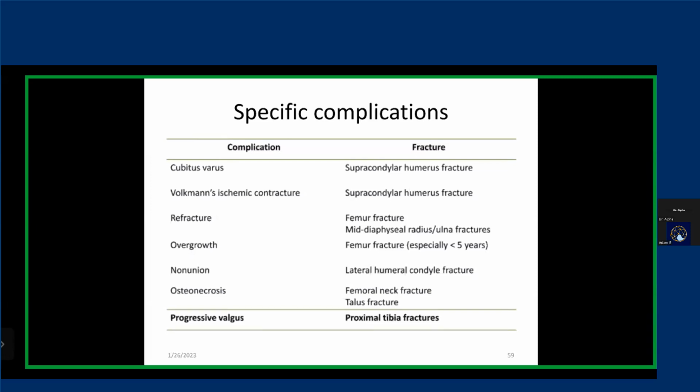Refractures are common in the lower limb, we might see it. Long bone fractures might result in overgrowth. That's why we tolerate apposition or bayonet apposition in pediatric fractures. And non-union, although not common, at specific sites where the blood flow is slower or precarious, we see non-union. And AVN or osteonecrosis, not that common, but we see it at the femoral neck and the talus.